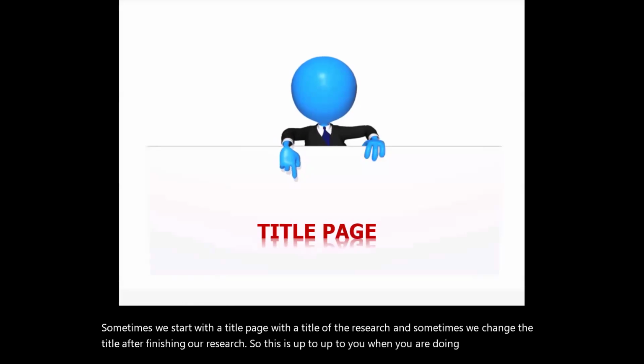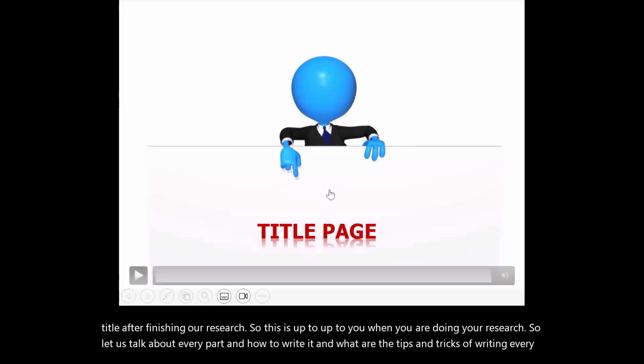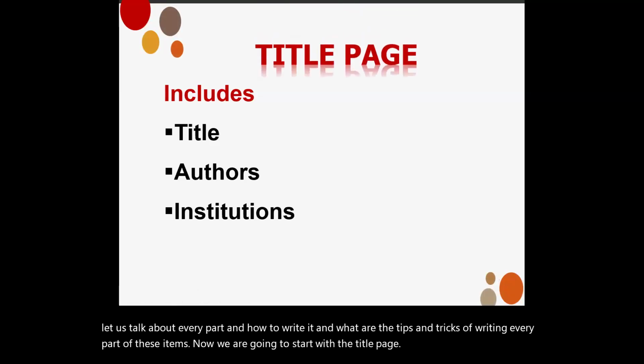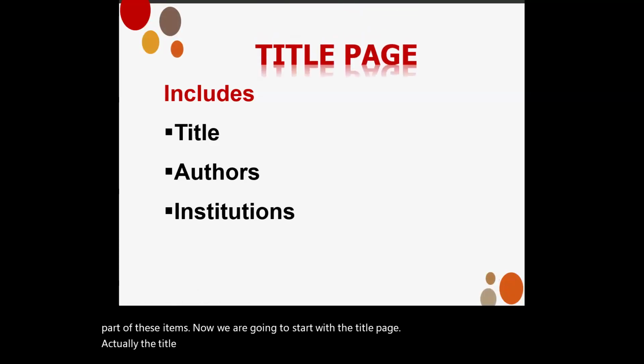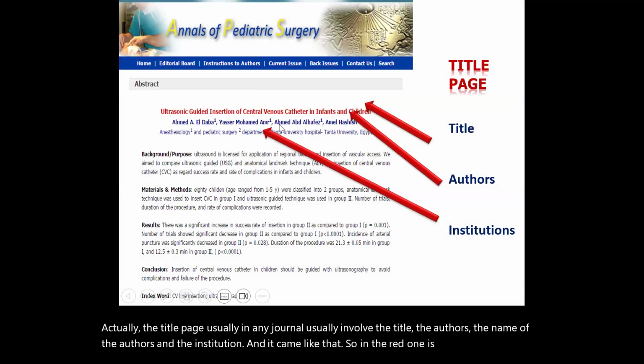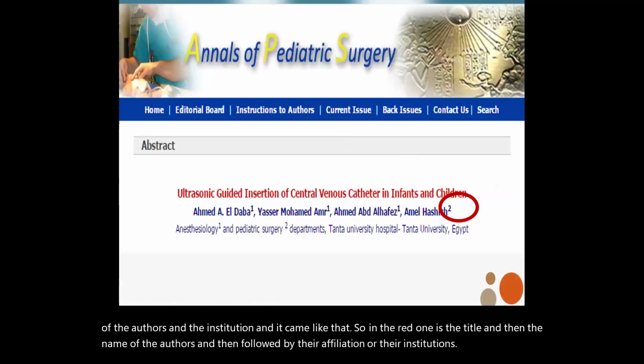So let us talk about every part and how to write it and what are the tips and tricks of writing every part of these items. Now we are going to start with the title page. Actually, the title page in any journal usually involves the title, the names of the authors, and the institution. So in the red one is the title, and then the names of the authors, followed by their affiliation or their institutions.